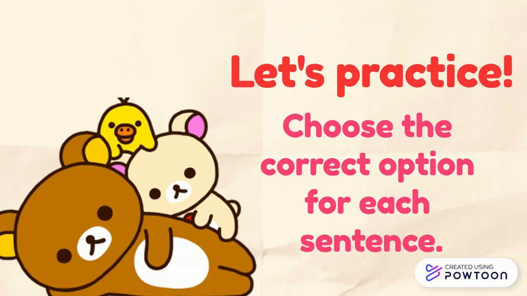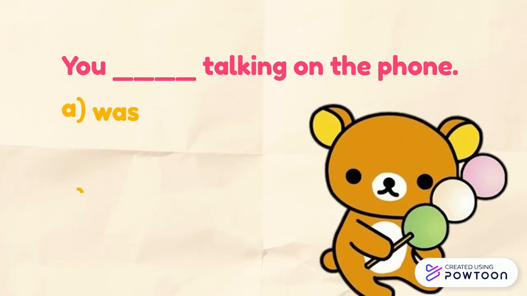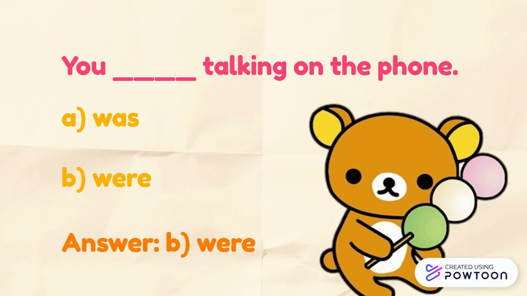Now, let's finish with a short activity. Choose the correct option for each sentence. I'll read each sentence and you can think of the answer before I reveal it. The first sentence is: you blank talking on the phone. We have A, was, or B, were. The correct answer is B, were.